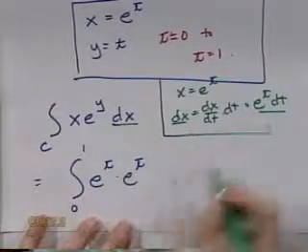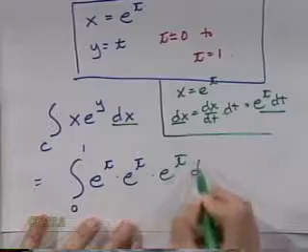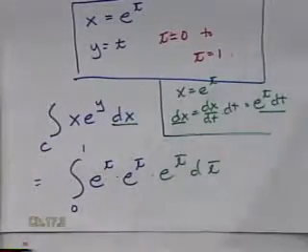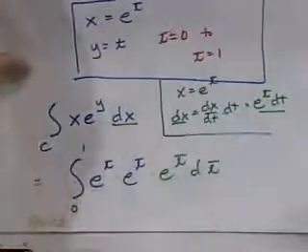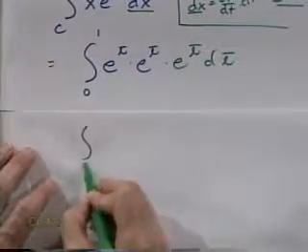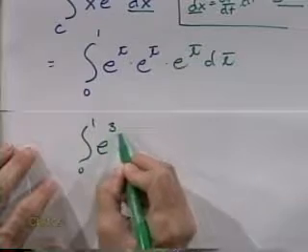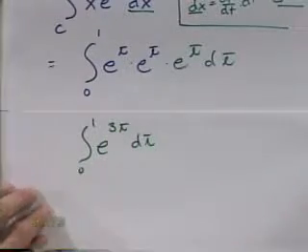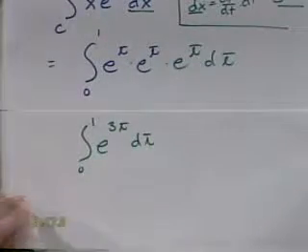So dx is getting replaced with e to the t dt, which looks quite weird. I have e to the t times e to the t times e to the t dt. So how am I going to do that integration? It's going to be the integral from 0 to 1 of e to the 3t dt. How do I do that integration?